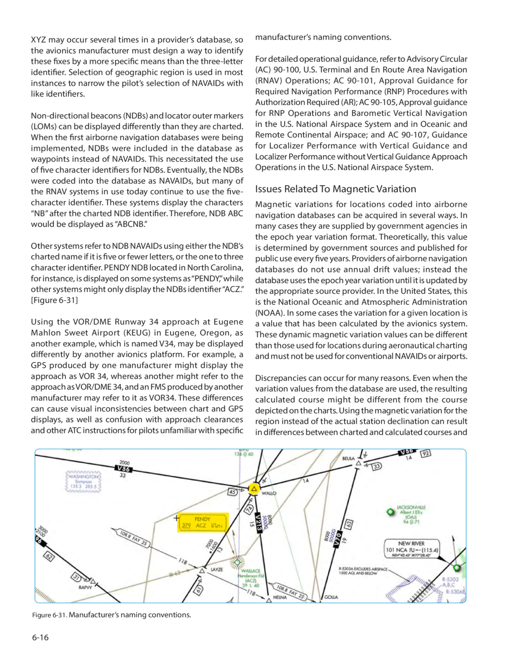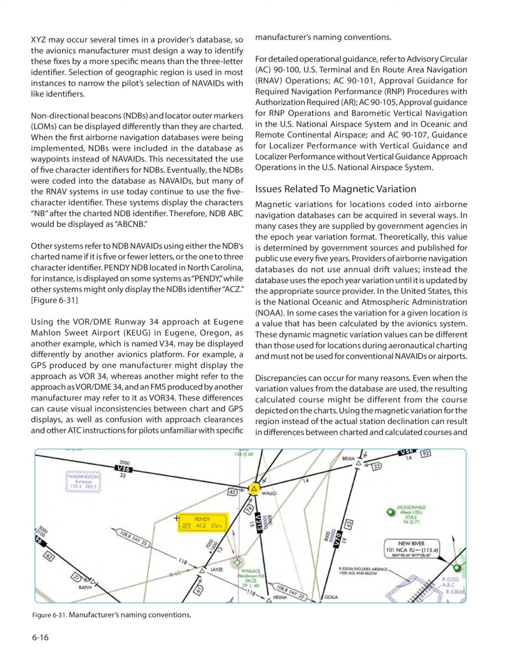Non-directional beacons, NDBs, and locator outer markers, LOMs, can be displayed differently than they are charted. When the first airborne navigation databases were being implemented, NDBs were included in the database as waypoints instead of navaids. This necessitated the use of 5-character identifiers for NDBs. Eventually, the NDBs were coded into the database as navaids, but many of the RNAV systems in use today continue to use the 5-character identifier. These systems display the characters NB after the charted NDB identifier. Therefore, NDB ABC would be displayed as ABN.